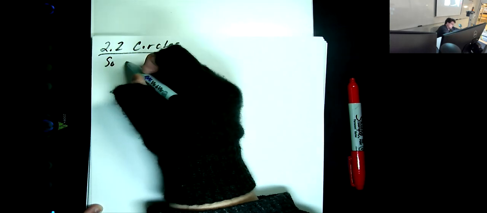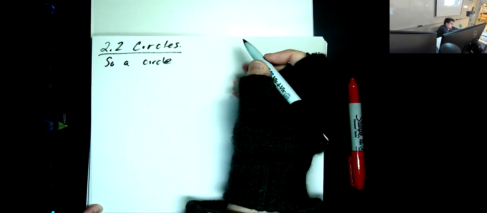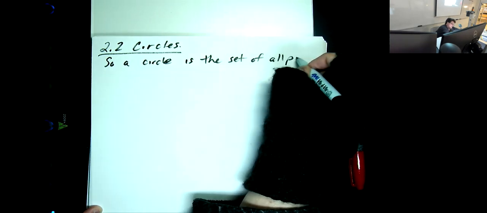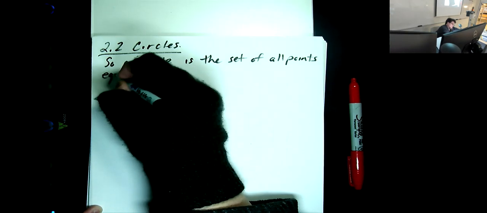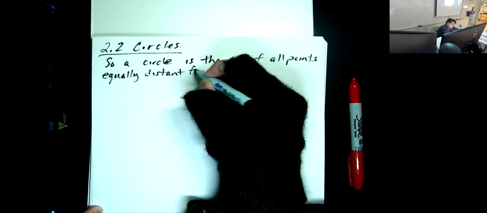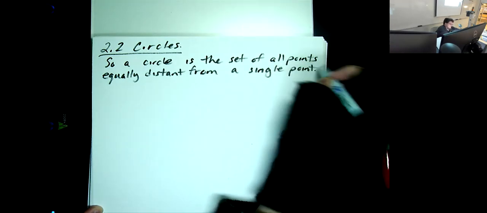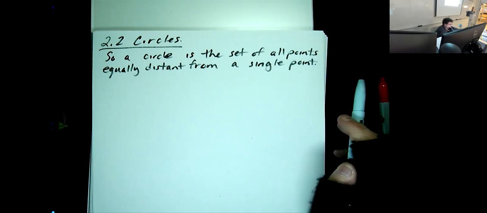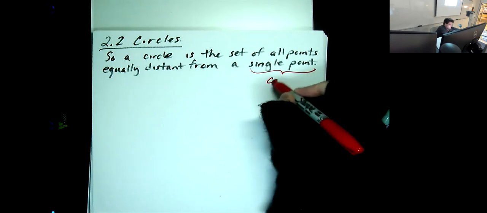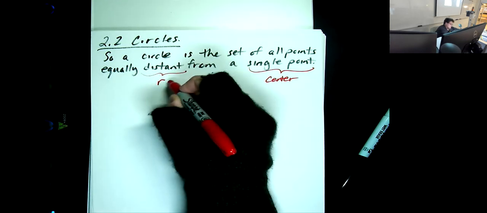So a circle, the Jeopardy answer for you, is the set of all points equally distant from a single point. The single point is the center of the circle. And the distance they are from it is the radius. R equals radius.